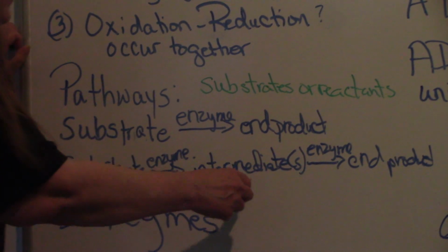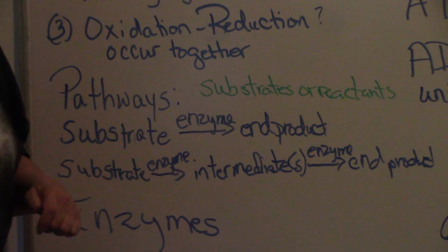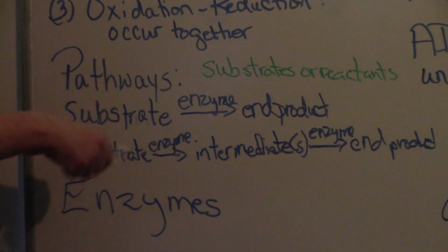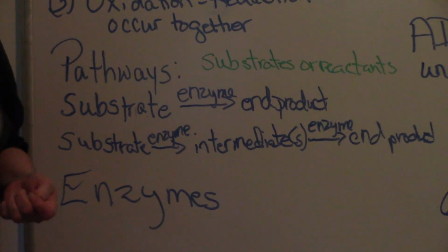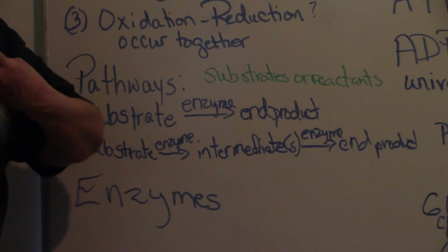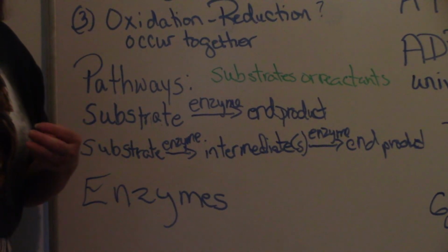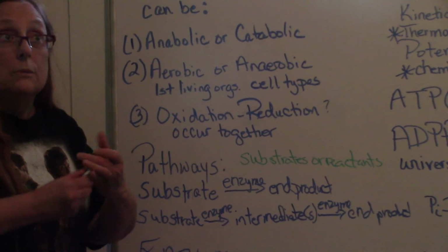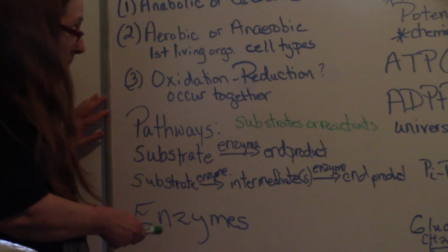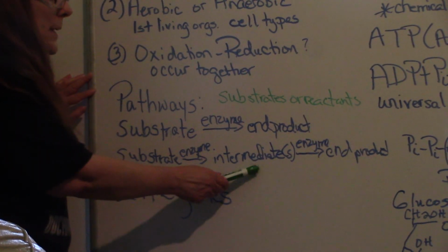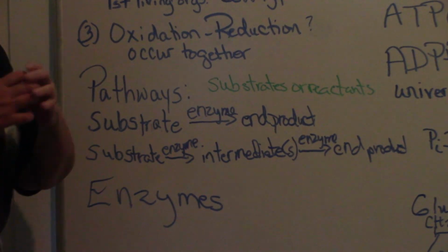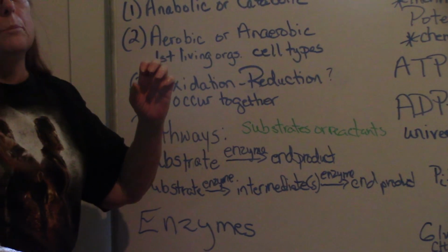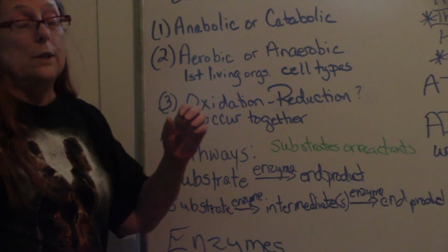Then another enzyme acts on it, changing it to the second intermediate. Then another enzyme acts on that, changing it to the third. Do you see where I'm going? It's that these are quite complex. My goal is to simplify these for you, but we'll get to that in a little bit. So intermediates are any compounds that result between the substrates and the end products, and there can be multiple ones.